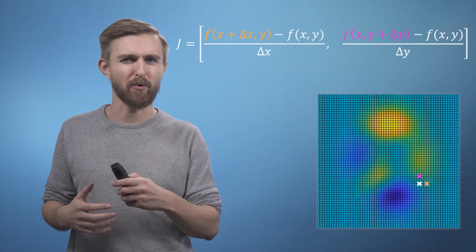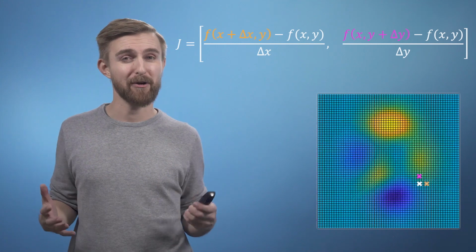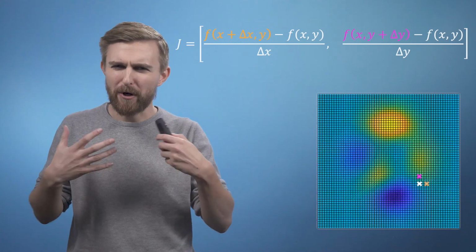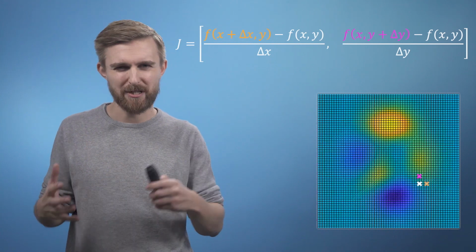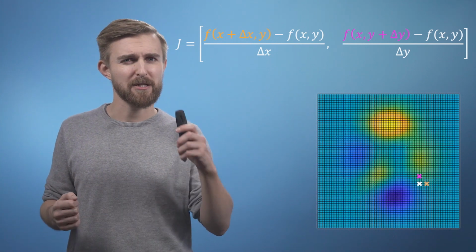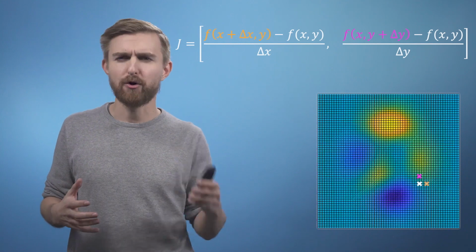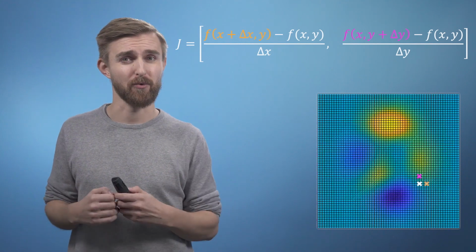But if it's too small, then we might run into some numerical issues. Just remember, when your computer calculates the value of the function at a point, it only stores it to a certain number of significant figures. So if your point is too close, your computer might not register any change at all.